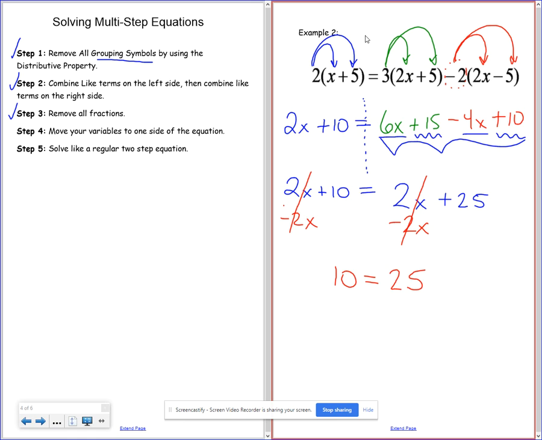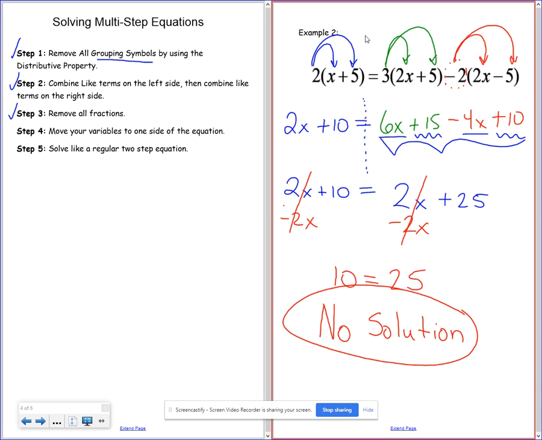What happens here is the x is gone. This is a special type of equation. It's either no solution or infinitely many solutions. Well, now you look at what you have left over. You get 10 equals 25. Is this a true statement? No, this is a false statement. 10 doesn't equal 25. So the solution to this equation is there is no solution. There is no value of x that would make this equation true.